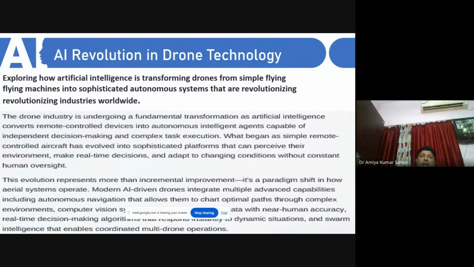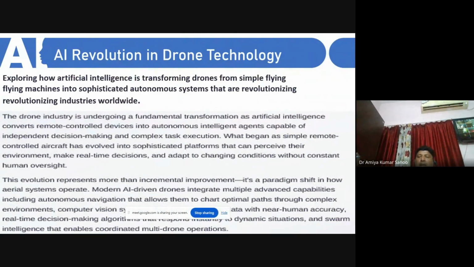Again, I am repeating how this is a revolution in drone technology. The drone industry is undergoing a fundamental transformation as artificial intelligence converts remote control devices into autonomous intelligent agents. Already we know that in AI, the agent and the environment play a vital role, capable of independent decision making and complex task execution.